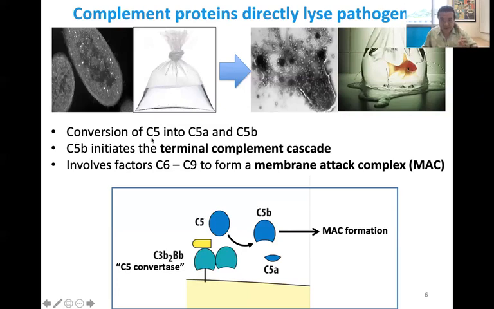When you convert the C5 into C5a and C5b, this C5b floats off and starts what we call the terminal complement cascade. Ultimately, what it will do is start recruiting other complement proteins, C6, 7, 8, and 9, to form a special complex on the surface of the bacteria known as a membrane attack complex, or MAC.